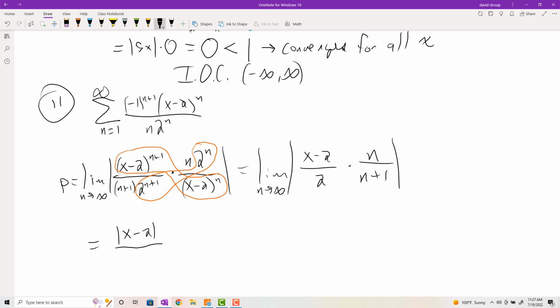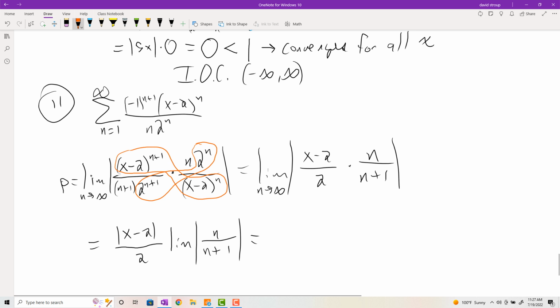The absolute value of x minus 2 over 2 is the same as the absolute value of x minus 2 over the absolute value of 2. The absolute value of 2 is just 2. Okay, so you have that, and then the limit of the absolute value of n over n plus 1. You don't really need the absolute value there, but I put it in anyways. And then the limit of n over n plus 1, you just take the ratio of the high degree terms. n over n is just 1. The limit of 1 is 1, so you get the absolute value of x minus 2 over 2.